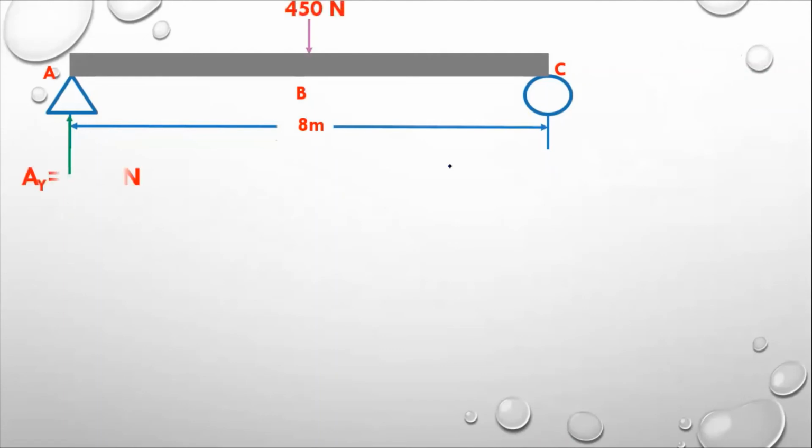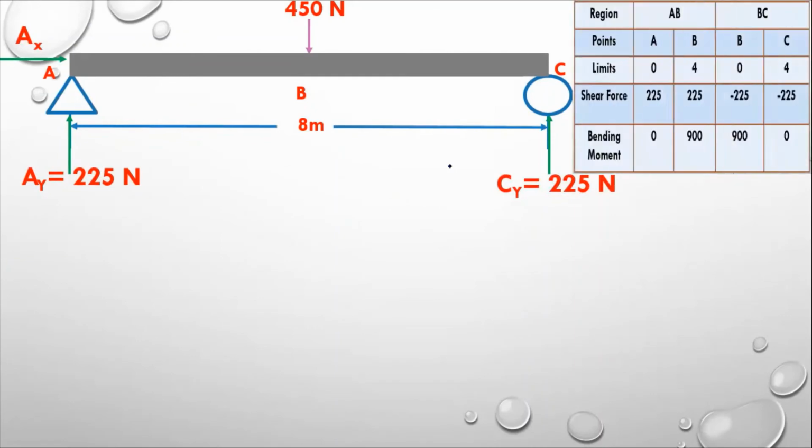Now you can see here, this is the beam, the actual beam we have in the question. This is 8 meter length, with points A, B, C, and there is the load at the center of the beam, that is 450 Newton. Support reaction AY equals 225 Newton, AX equals 0, CY equals 225 Newton. Then we have the table, regions AB and BC, whatever I tabulated in the last slide, so I put it here as well.